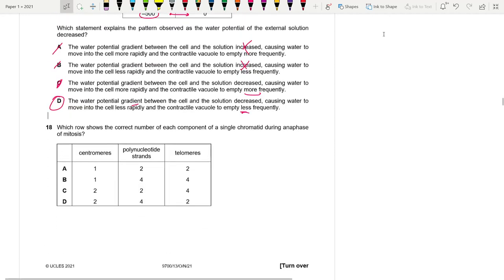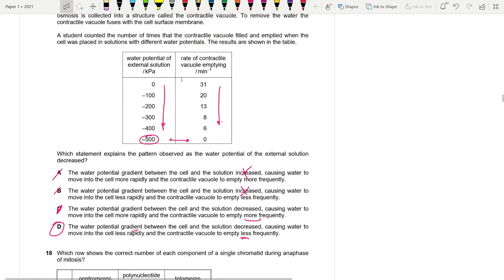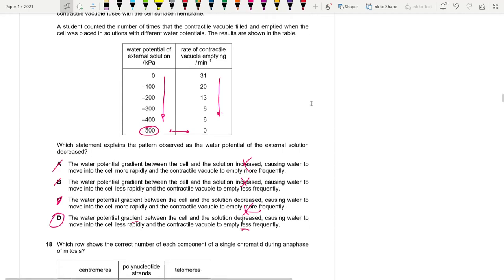18. Which row? Do you get it? Do you get 17? Basically, as we go down the group, it's becoming less frequent for sure. That's why these more frequent ones are cancelled out. And as we decrease the water potential, the difference between the cell and solution clearly decreased. That's why the rate of emptying also decreased.